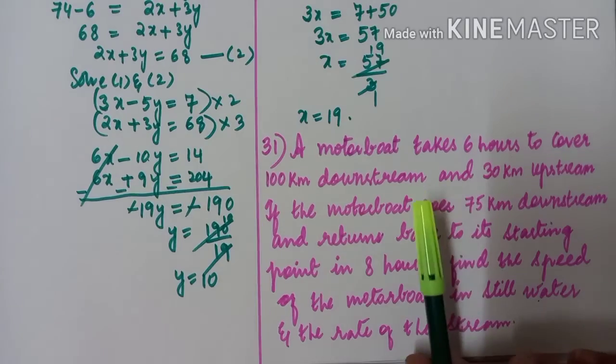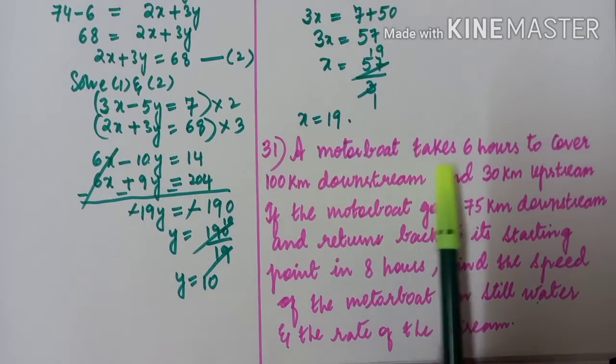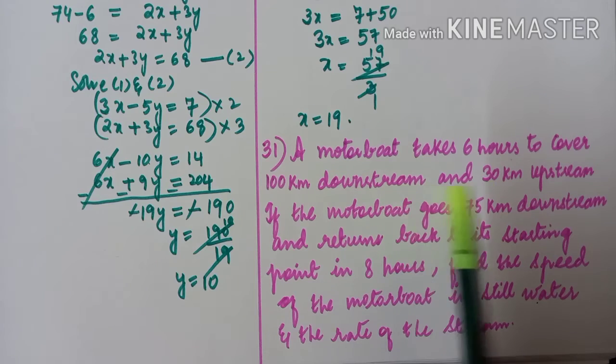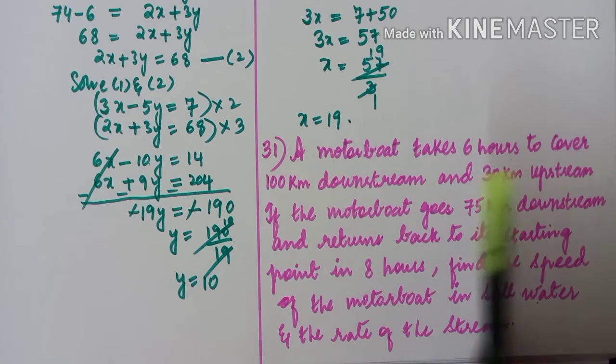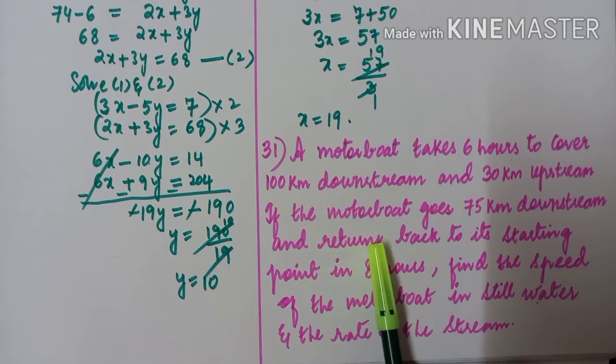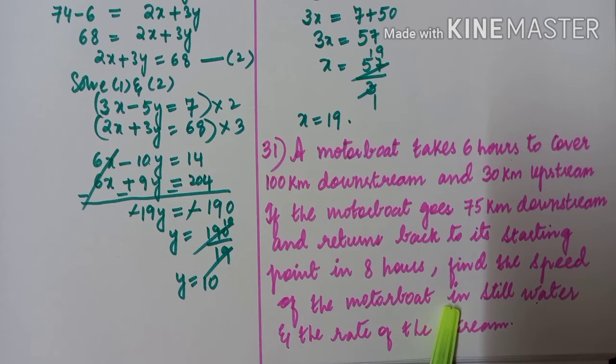Now the next question is, a motorboat takes 6 hours to cover 100 km downstream and 30 km upstream. If the motorboat goes 75 km downstream and returns back to its starting point in 8 hours, you need to find the speed of the motorboat in still water and the rate of the stream.